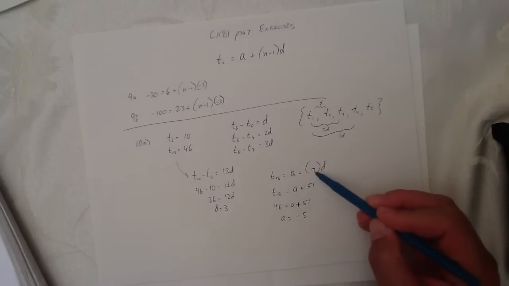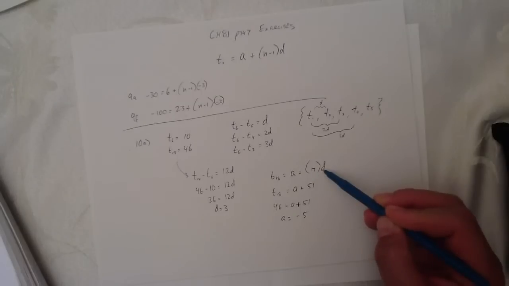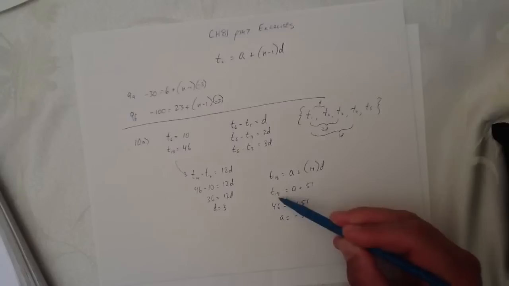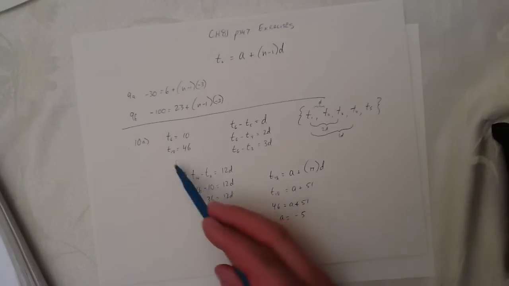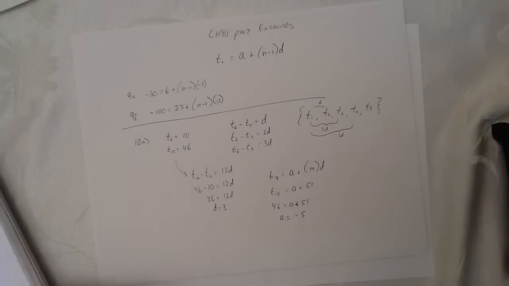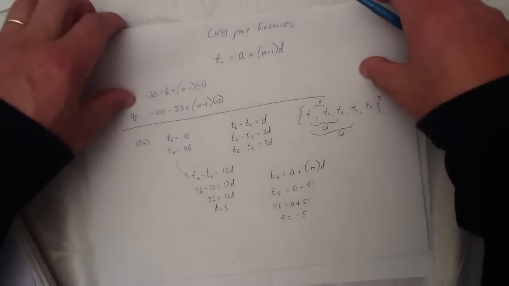T18 was a plus n minus 1, which is 17, times d. We know that d is 3. 17 times 3 is 51, so a plus 51 has to equal T18. T18 was 46. They gave that to us at the beginning. So 46 is a plus 51, and that means that a must be negative 5. So negative 5 plus 51 is 46. Let's do another one. That's not so easy.